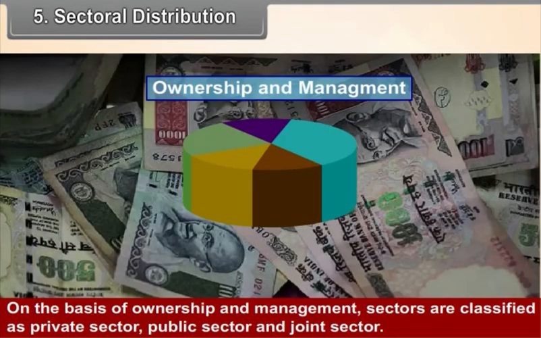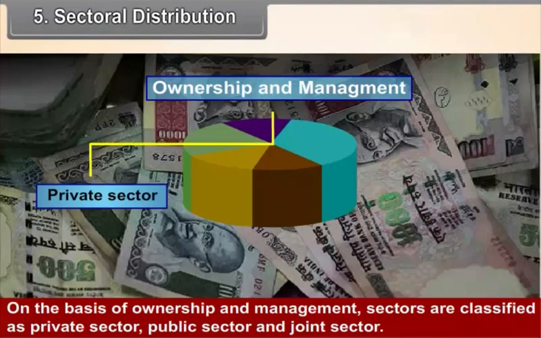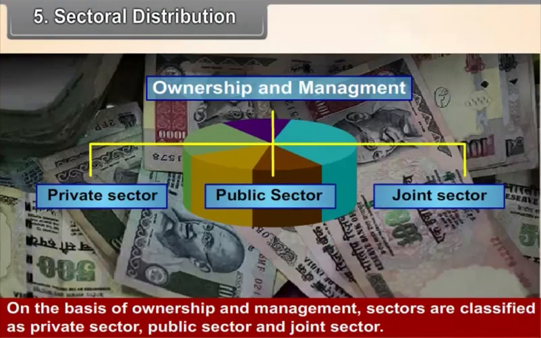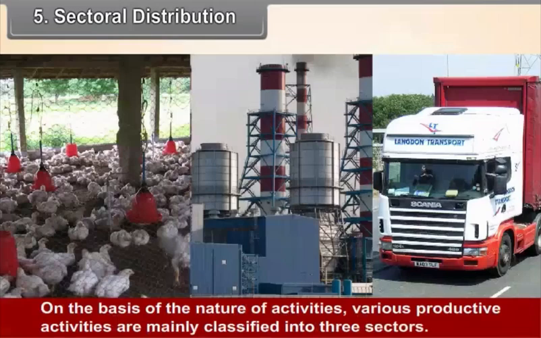5. Sectoral distribution. On the basis of ownership and management, sectors are classified as private sector, public sector, and joint sector. On the basis of the nature of activities, various productive activities are mainly classified into three sectors.